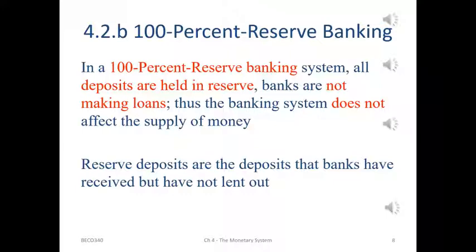Now, introduce banks. At first, suppose that banks accept deposits but do not make loans. The only purpose of the banks is to provide a safe place for depositors to keep their money. Deposits that banks have received but have not lent out are called reserves. Some reserves are held in the vaults of local banks throughout the country, but most are held at a central bank, such as the Federal Reserve.